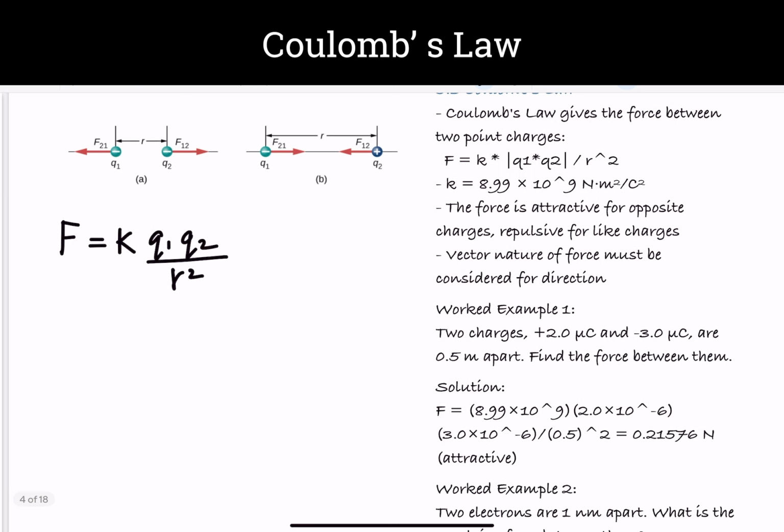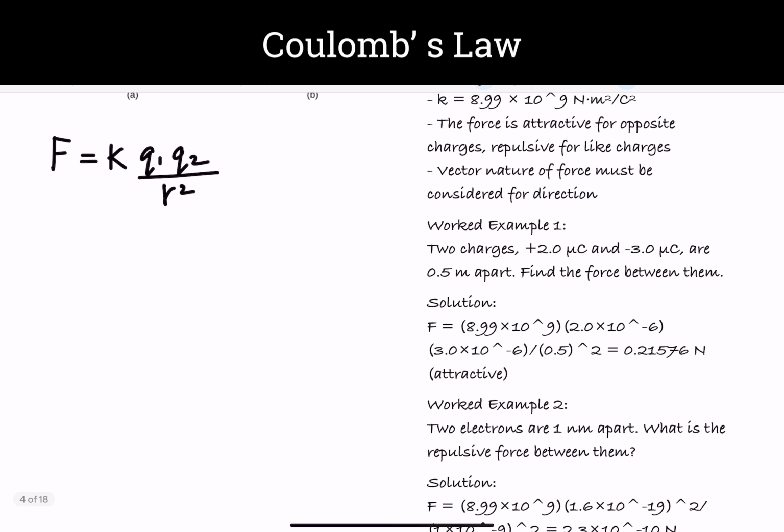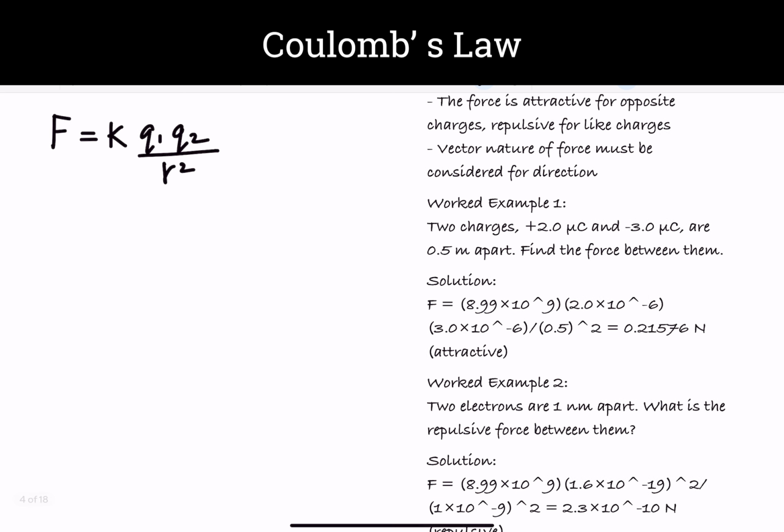Here's another example. In this case, you have two charges. Notice it's 2.0 microcoulomb and negative 3.0 microcoulomb, and they are 0.5 meter apart. Find the force between them. Formula used: this is the formula, K times that. And when you work it out, you get 0.21576 newtons. And we know it's attractive because one is positive, the other is negative. If both were positive or both were negative, it would have been repulsion.